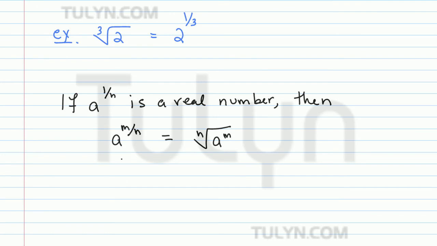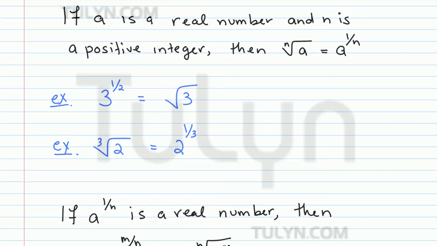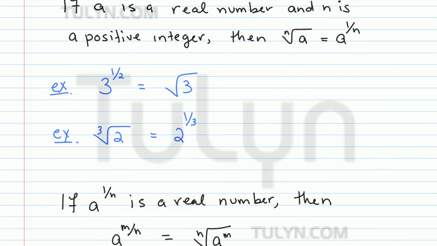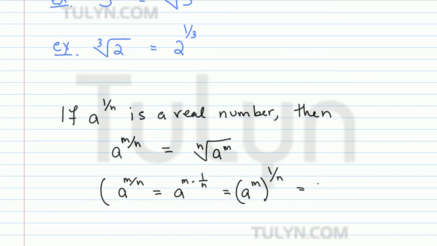You can see that it's true with a little proof. Let me put this parenthetically. A to the m over n can be written as a to the m times 1 over n, right? I didn't do anything weird here. Which can be written as a to the m to the 1 over n power. And then if we use this notation on the top, then we know that it's the nth root of whatever's inside, a to the m. Right, so we see that it's true.